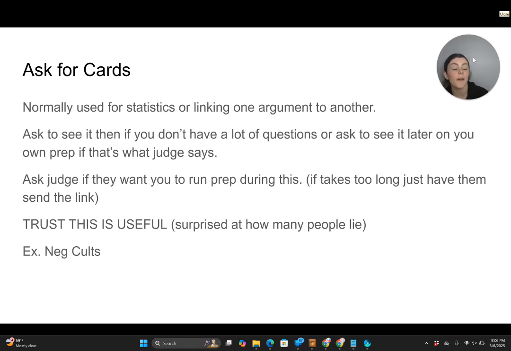Alright, asking for cards. Asking for cards is the third tool you could utilize during questioning. I talked a little bit about this with poking holes. You only need to really ask for cards if the card seems false, which a lot of times cards will be blatantly false. Unfortunately, again, it's shocking how many people lie.